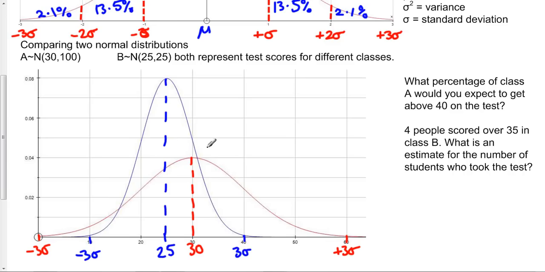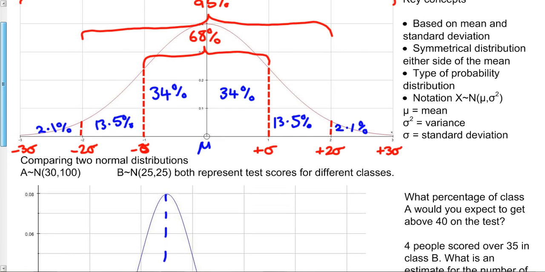So this is what we've got, and then we've got a couple of questions related to these to have a look at getting some practical information from a normal distribution. So what percentage of class A would you expect to get above 40 on the test? So class A, which are in red, above 40. So if we look at this line here, we want to know how many or what percentage you'd expect in this section here. Now if we just scroll back, we've got the percentages for those sections.